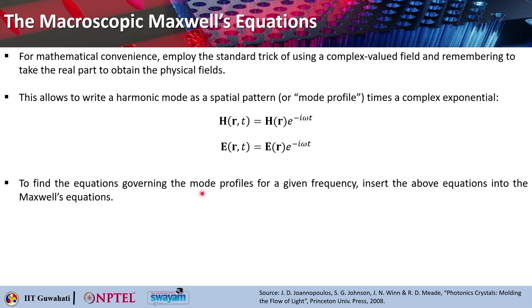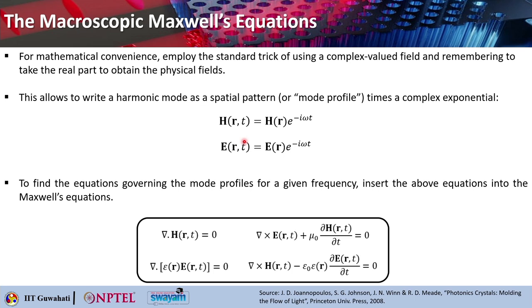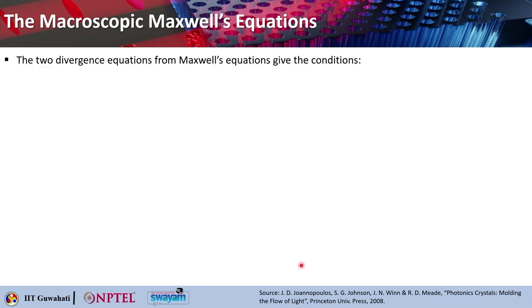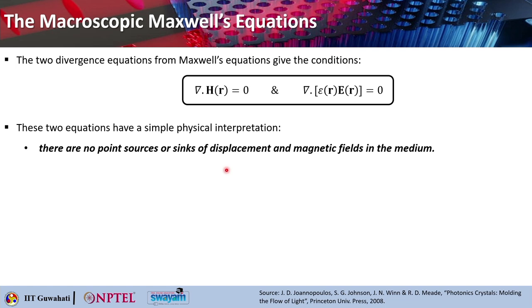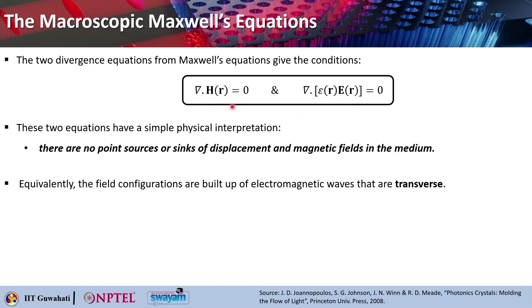So, to find the equations governing the mode profiles for a given frequency, you can insert the above equations into Maxwell's equations. Okay? These are the Maxwell's equations that you have seen in the previous slide. You can obtain the two divergence equations, which are simply del dot H(r) equals 0, and del dot epsilon_r E(r) equals 0. Now, these two equations have a very simple physical interpretation. There are no point sources or sinks of displacement and magnetic field in the medium.